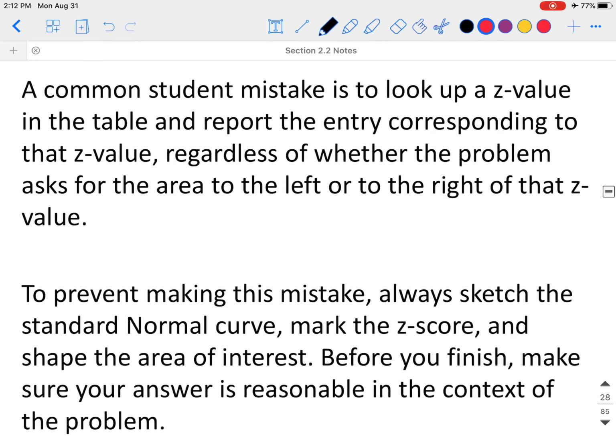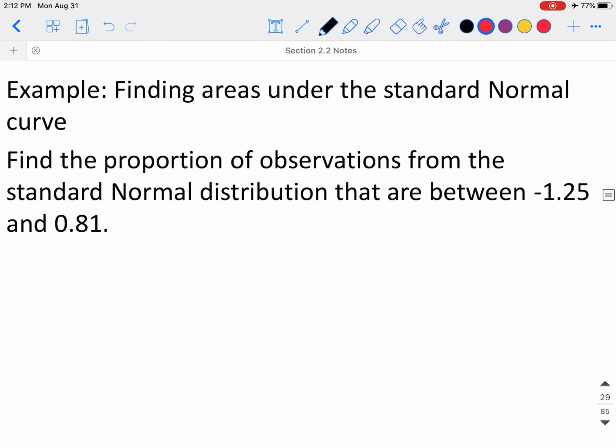A common student mistake is to look up the z-value in the table and report the entry that corresponds, regardless of whether you are looking for the area to the left or to the right. So to prevent this mistake, it's good to always sketch your graph and shade in the area you're looking for, and then look to see if your answer is reasonable in context to the problem.